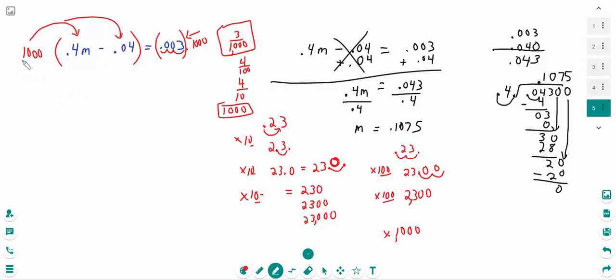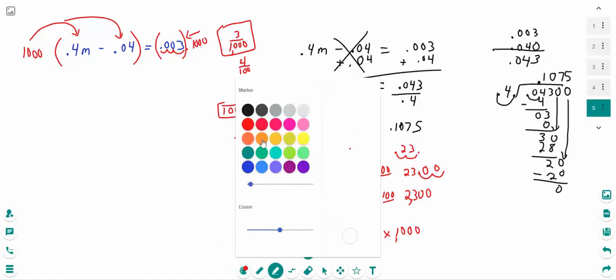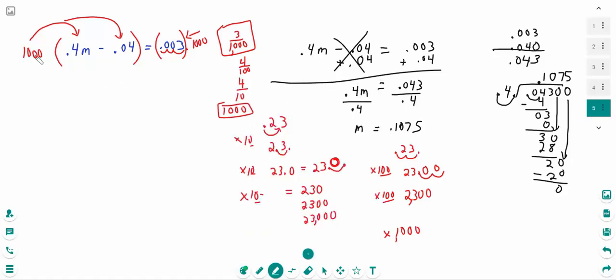So 1,000 times 0.4m, well, 1,000 times 4 is going to be what? We're going to move the decimal point 3 positions. So we'll move it once and then twice and then 3 times. So we have to add 2 zeros there, right? So that's going to be 400m, because we moved that decimal 1, 2, 3 positions.